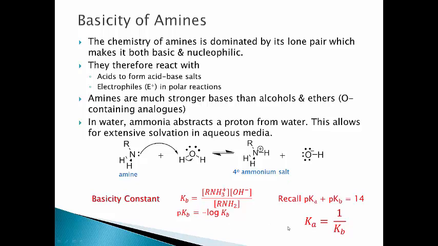So this is just here to remind you of your Kb, your pKb, your pKa formulas from last semester. So remember, your Kb is your products over your reactants. Water's a liquid, so we don't include that. So it'll be NH3R plus and OH minus over your NH2R, okay, and your pKb is the negative log of your Kb, and your pKa and your pKb equals 14, and your Ka equals 1 over your Kb. So you've got an inverse relationship there.